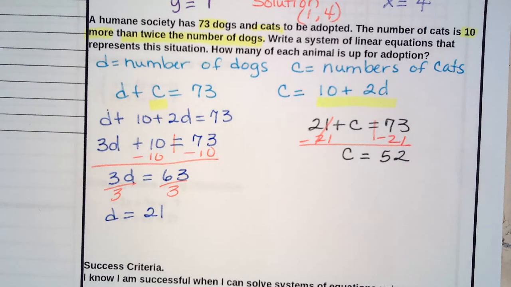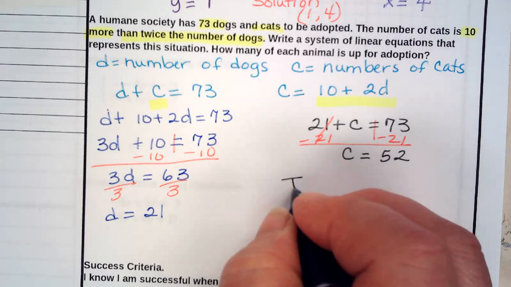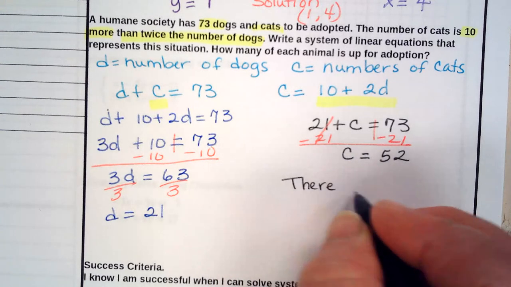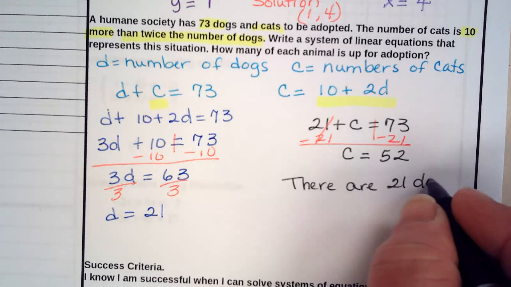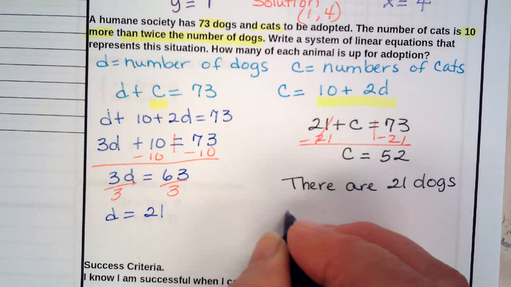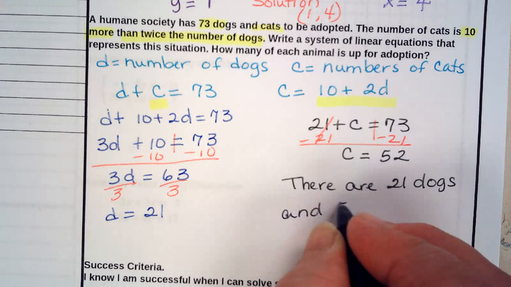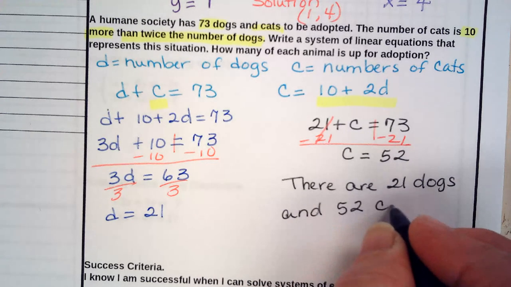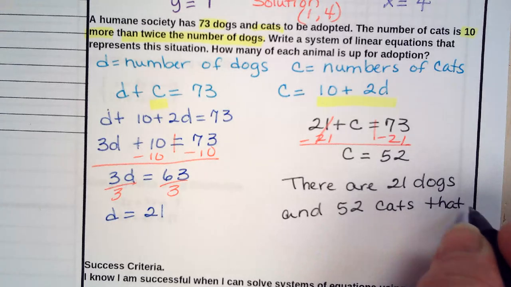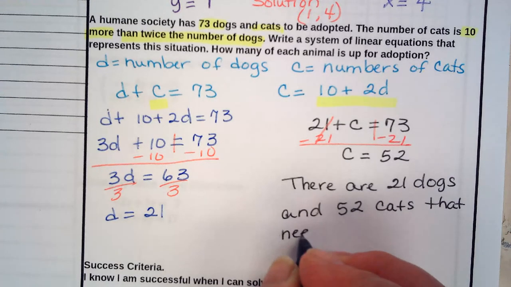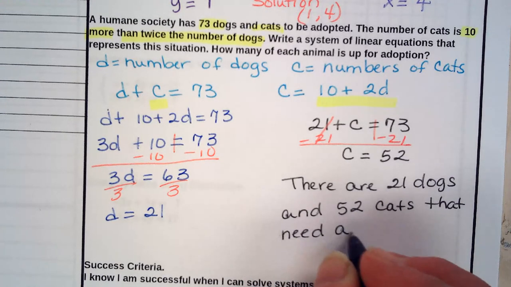So what does that tell me? There are 21 dogs and 52 cats that need adopted.